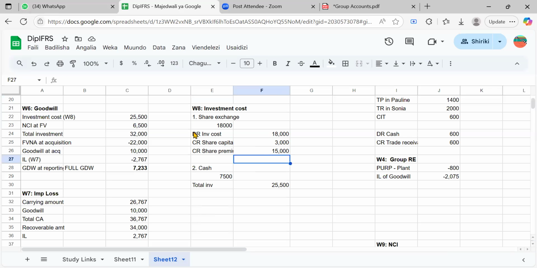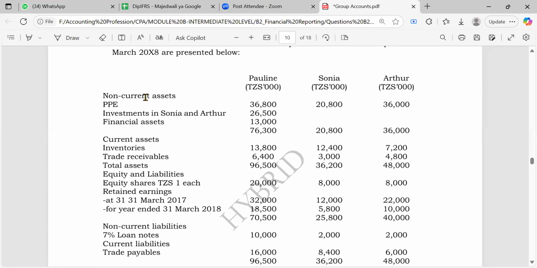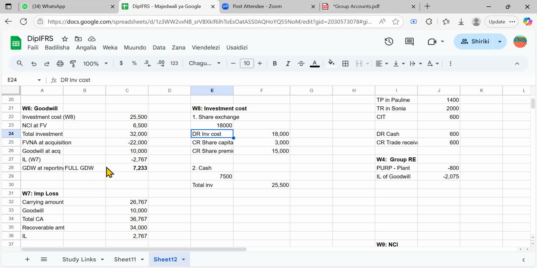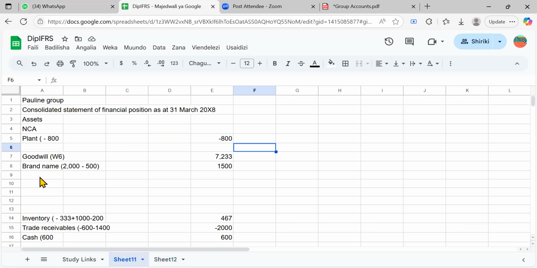What do we mean by this? It means this is the double entry. We also need to pass it in your books. I'm going to debit the investment cost, which means I'm going to increase it. Let me try to do something here, just to understand what goes on. Look here. We have the investment in Sony and other at how much? 26,500. Let's write it. Let's presume that we don't know what it is, and we have just written it as investment.